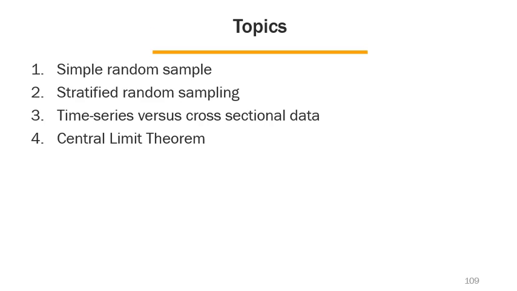In this video, I'm going to talk about simple random samples. I'm going to talk about stratified random sampling and how that's different. Different kinds of data that we might have in our sample include time series and cross-sectional, so I'll mention those. And then I'm going to talk a little bit about the central limit theorem.